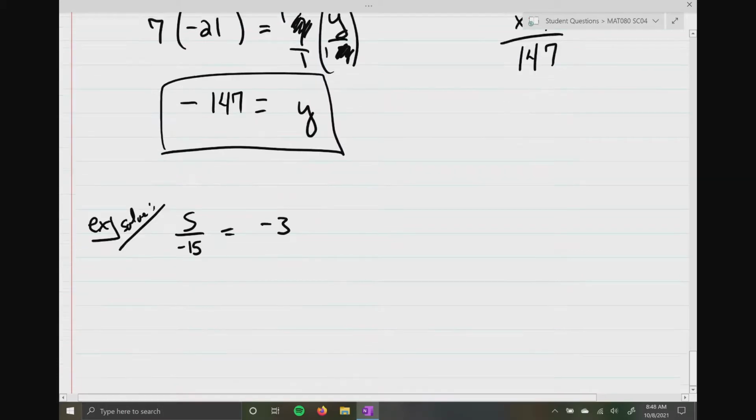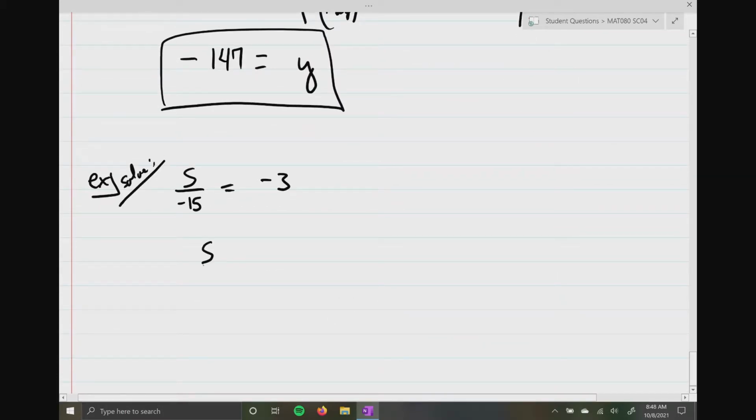S equals 45. Yeah, I think that looks good. Let's try it. So I'm just going to rewrite the problem. And I know I need to multiply both sides of the equation by that denominator. So the denominator is negative 15.